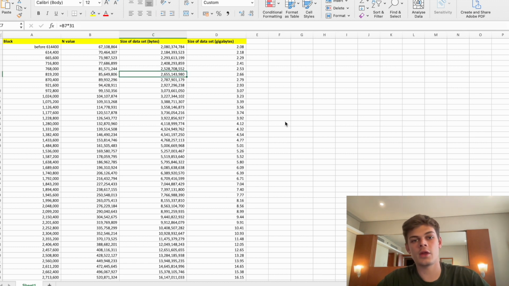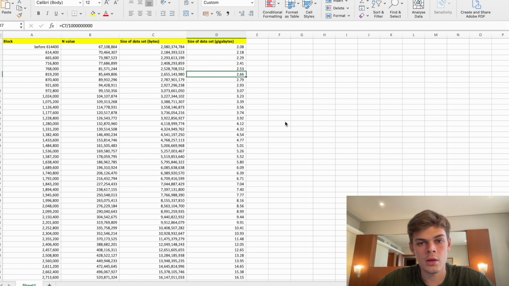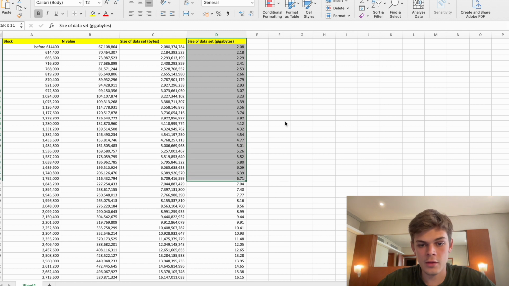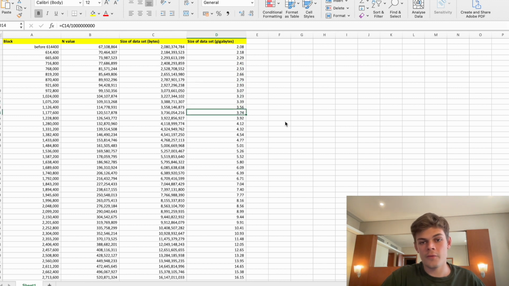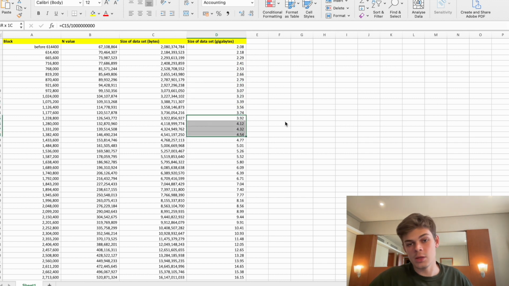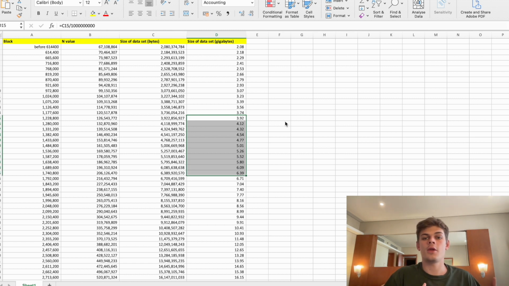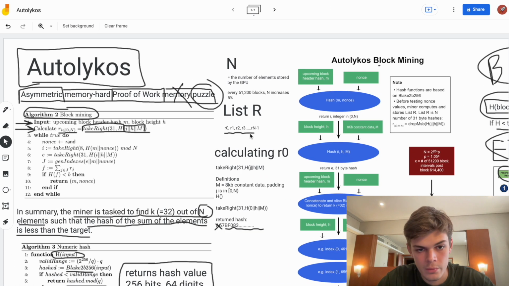You get the size of the data set in bytes, and then you can get the size of the data set in gigabytes. So you can actually forecast the size of the data set given the block height, and that's important for GPUs because this is stored in RAM, right? So if you have, for example, a 4 gigabyte GPU, well, then you can actually forecast when that 4 gigabyte GPU will be out of date, because the data set size will exceed the amount of memory you have available in RAM.